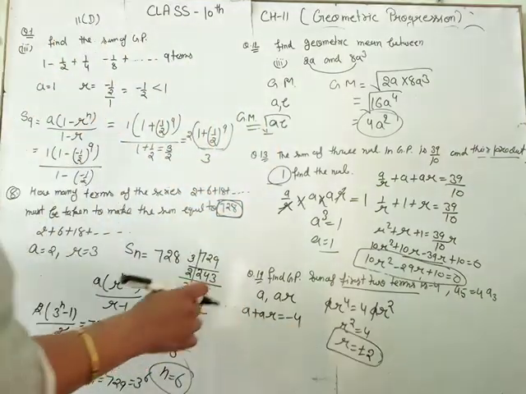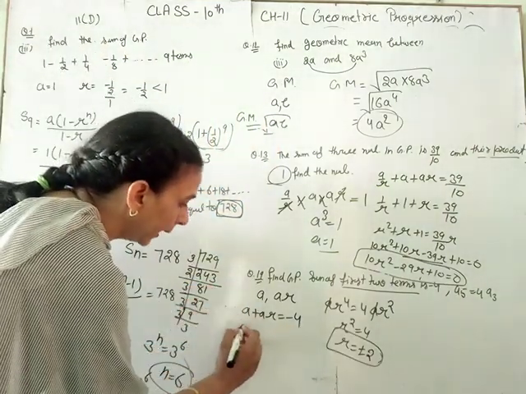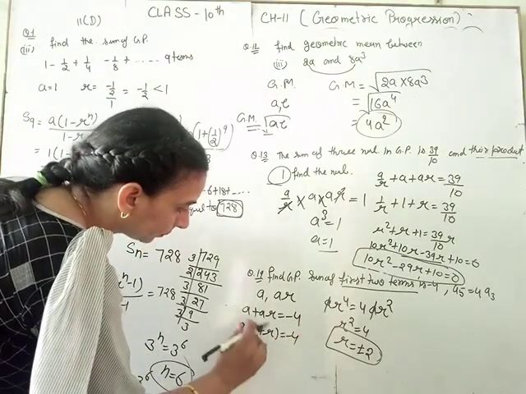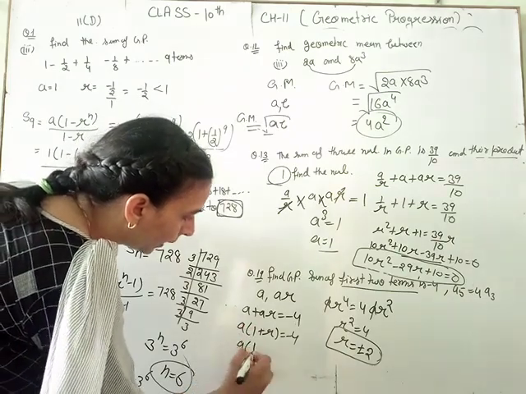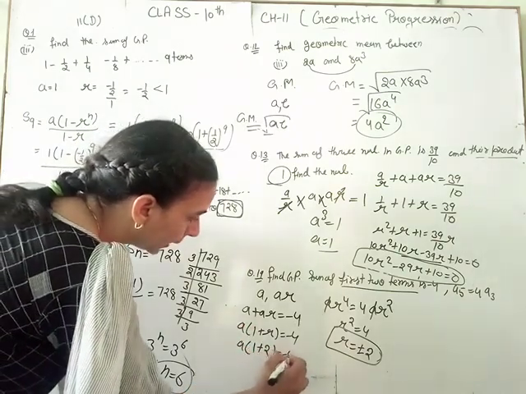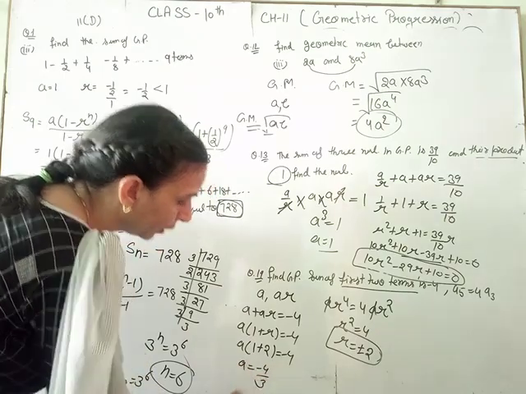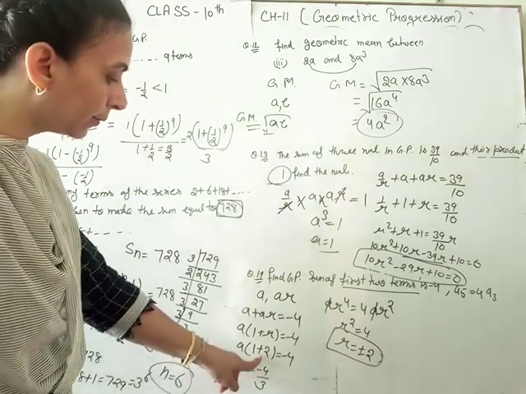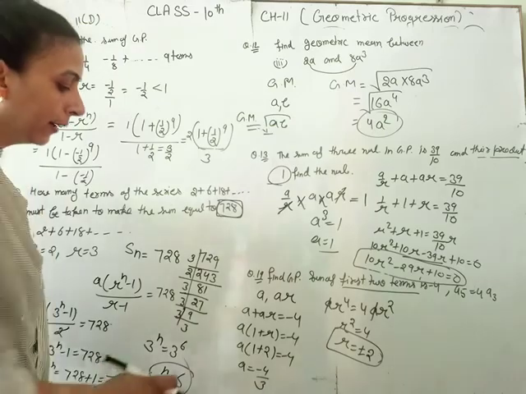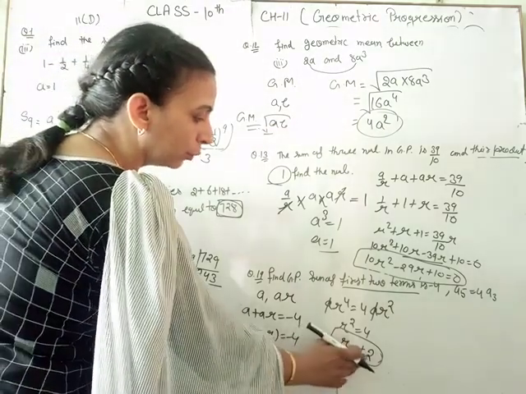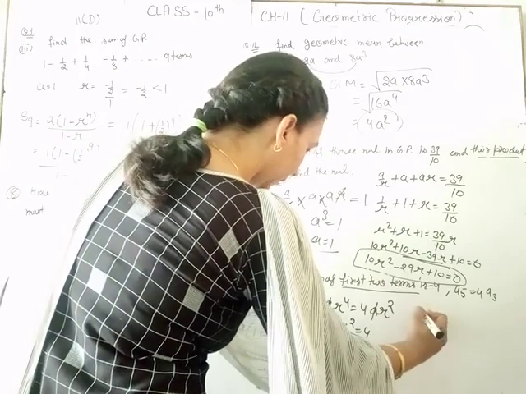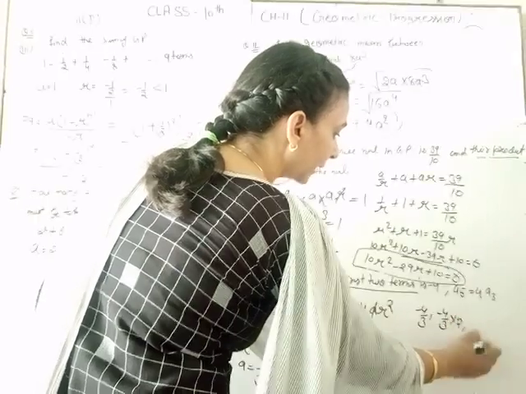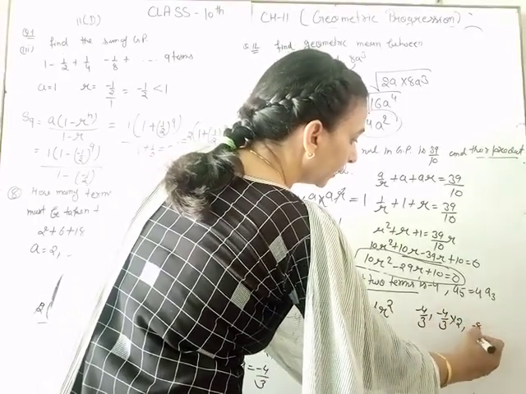Then you use r equals plus or minus 2. Then taking a common, a into (1 plus r) equals minus 4. If we take plus 2, a into 3 equals minus 4, then a equals minus 4 by 3. Okay, first term is minus 4 by 3 and r equals plus 2. Then the GP: first term minus 4 by 3, next term is minus 4 by 3 into 2, which is minus 8 by 3, and so on.